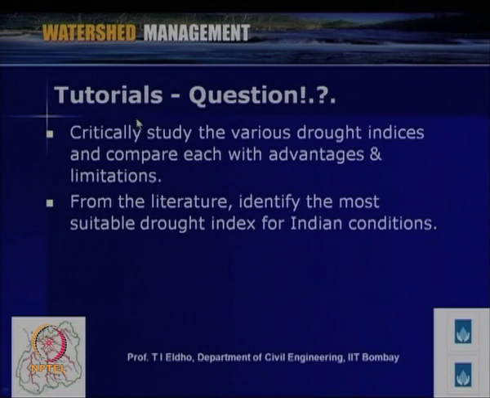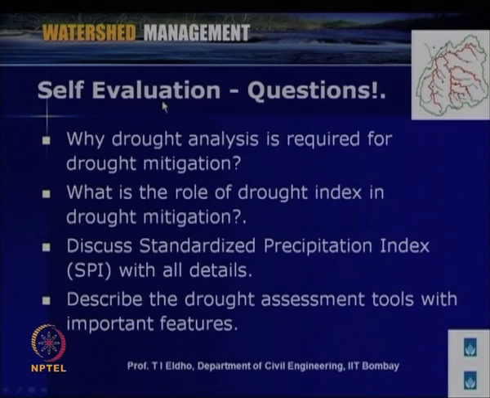Before closing, a few tutorial questions. Critically study the various drought indices and compare each with advantages and limitations, and from the literature identify the most suitable drought index for Indian conditions. Based upon today's lecture and some details from the internet, you can get the details. Then some self-evaluation questions: why is drought analysis required for drought mitigation? What is the role of drought index in drought mitigation? Discuss the standardized precipitation index with all details. Then describe the drought assessment tools with important features.